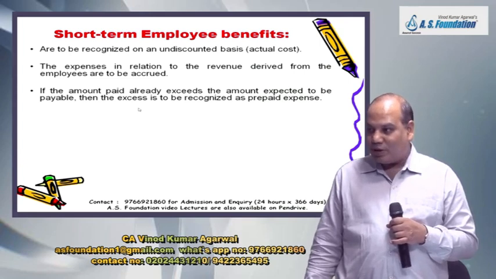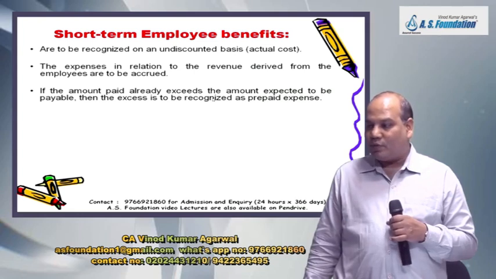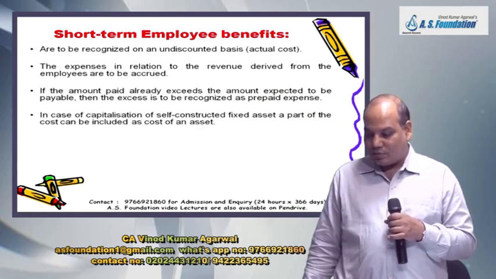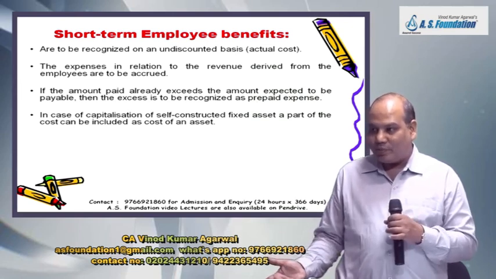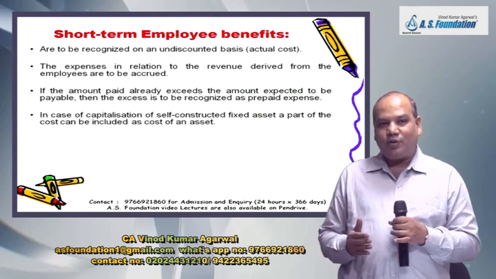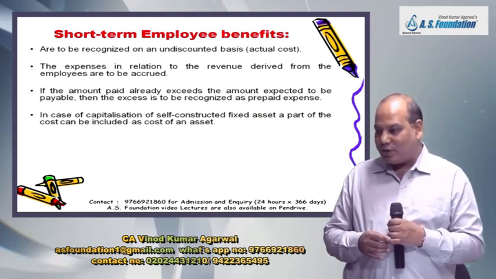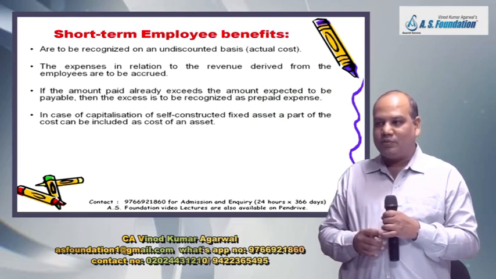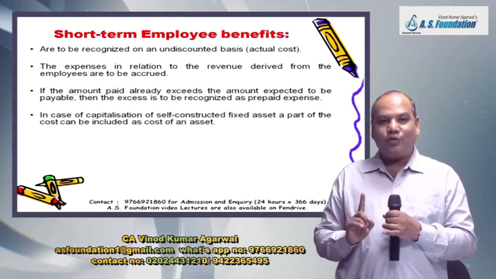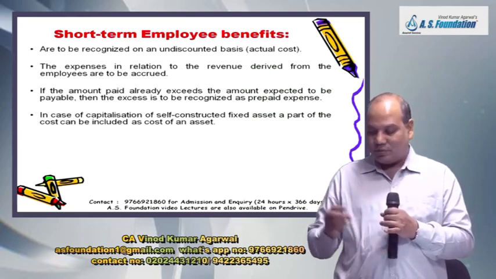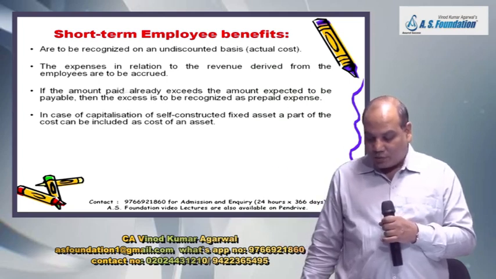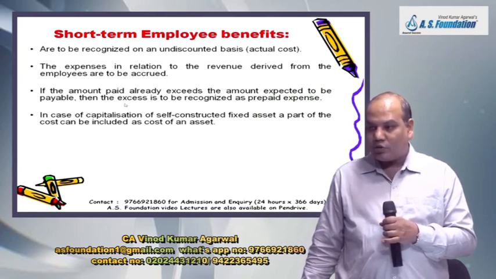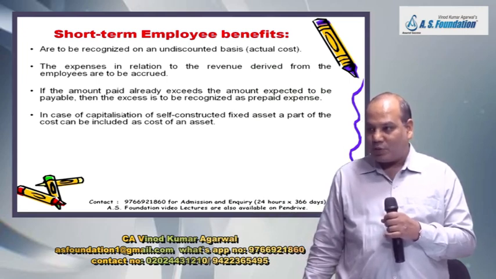If the amount paid is more than the amount payable, the difference will be shown as prepaid expense, subject to it is recoverable. An asset has to be recoverable. Recoverable, either the employee will render the services in future period or he will refund the amount. If he is neither going to render service nor is going to refund, charge that also to P&L account as a loss.